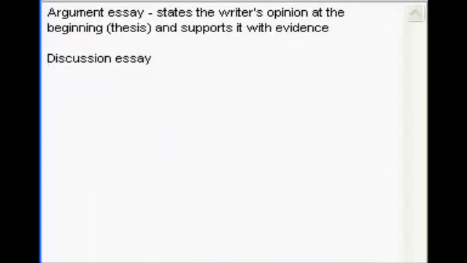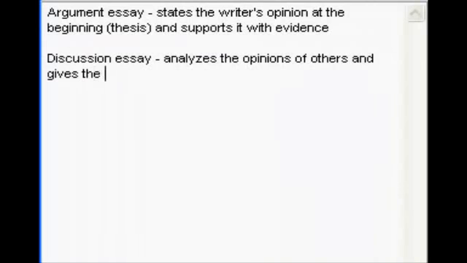Now a discussion essay is a little bit different. A discussion essay analyzes the opinions of others and gives the writer's opinion at the end. Okay, so in a way, an argument essay and a discussion essay are kind of inverted versions of each other.